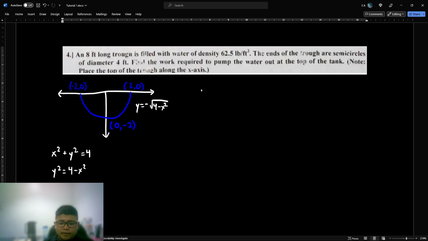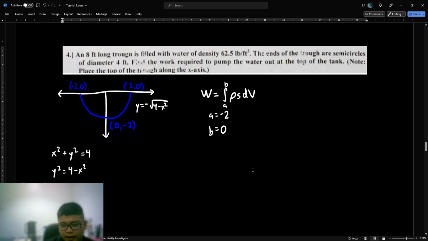The formula for the work of a liquid is equal to the integral from a to b of rho s dV. We're going to talk about what those mean later. So a is our lower limit, which is going to be simply negative 2. And our b is simply 0. A and B should be the limits of the tank itself. Rho is going to be the density, that's 62.5.